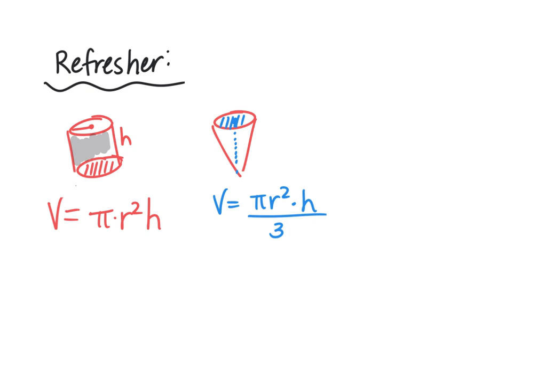And then we divided it by 3, because it's about a third of the size of the cylinder. And then the last one that we did was a sphere. I'm not great at drawing spheres, but picture like a basketball or a baseball. We learned the formula for that is 4/3 times pi r cubed. You can write that a couple different ways. You can write the 4/3 out front times pi r cubed, or you can do 4 pi r cubed divided by 3. Either of those work.